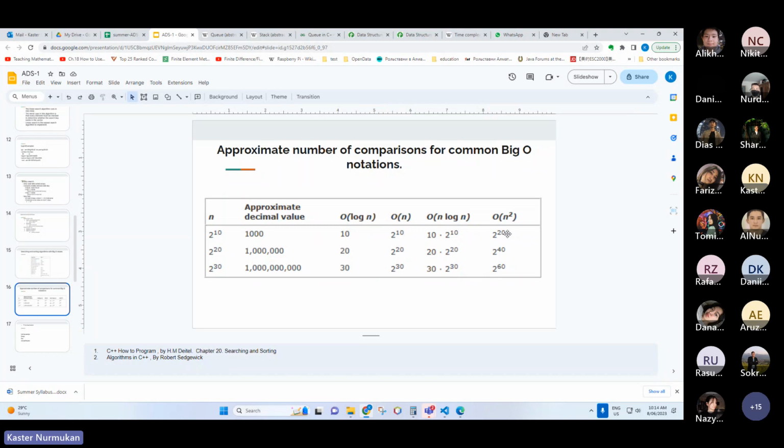Here is another example with 1 million elements. Log n will be 20. The result of O(n) is 2 to the power of 20, which is 1 million. n log n is 20 multiplied by 2 to the power of 20, which means 20 million. n squared is 2 to the power of 40, which is 1 million multiplied by 1 million. So how much?